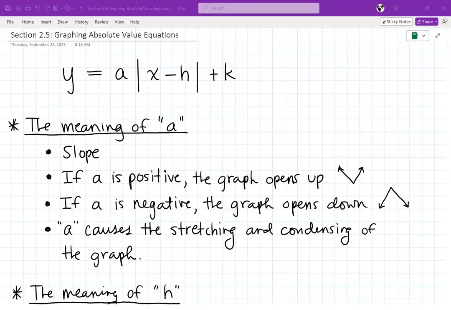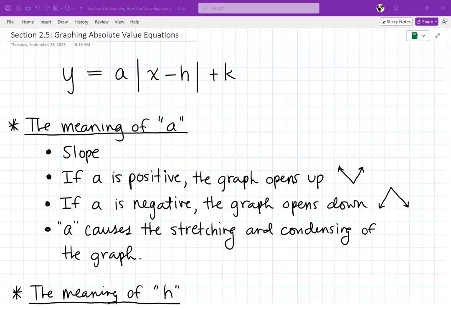A is like your slope, right? So if A was a 3, you'd go 3 up, 1 over. If A was a 1/2, you'd go 1 up, 2 over. If A was a -4, you'd go 4 down, 1 over. You treat A just like you treat a slope on a line. Whatever the number is, you treat it the same way. You're going to either go up and to the right or down and to the right. Are we okay with that?